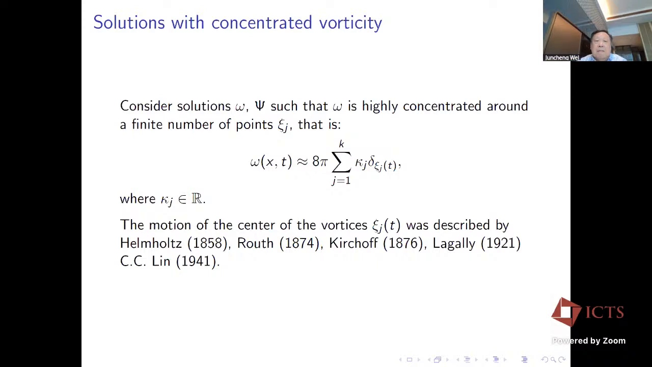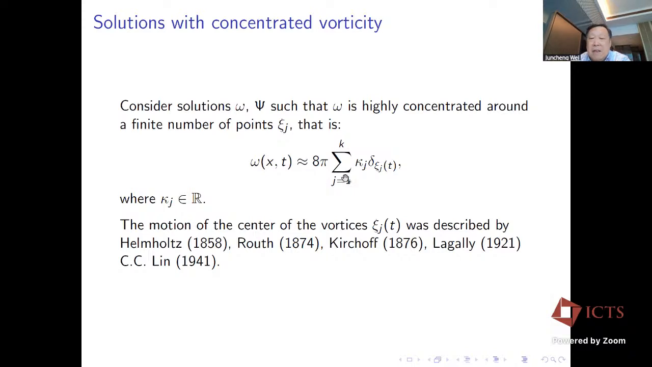So we consider solutions of Dirac form. Suppose omega, the vorticity, is highly concentrated at a finite number of points. For example, we formally assume that the vorticity is a sum of finitely many Dirac measures.